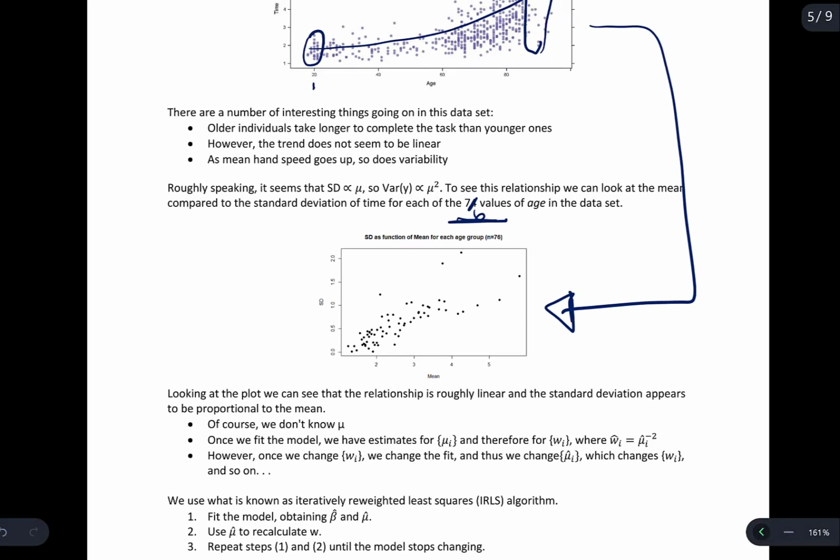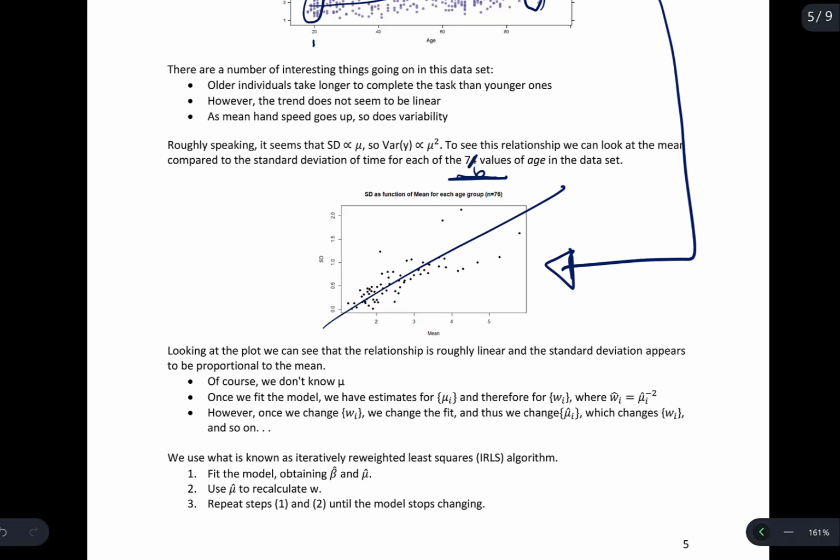And so looking at this plot, we can see the relationship is roughly linear, and the standard deviation appears to be proportional to the mean. So in other words, that rate of increase tends to be similar.